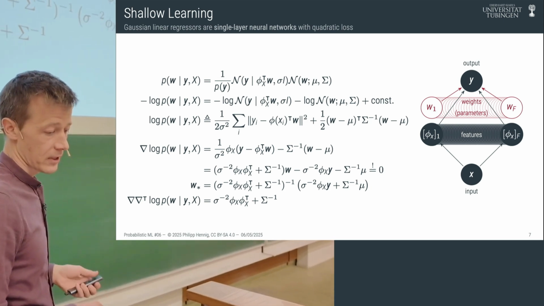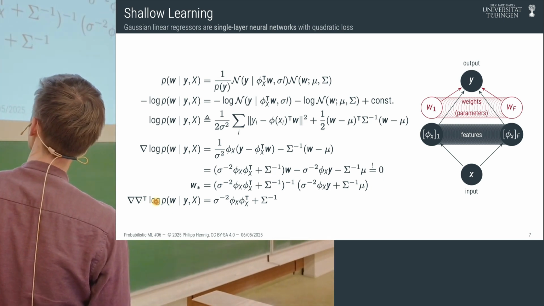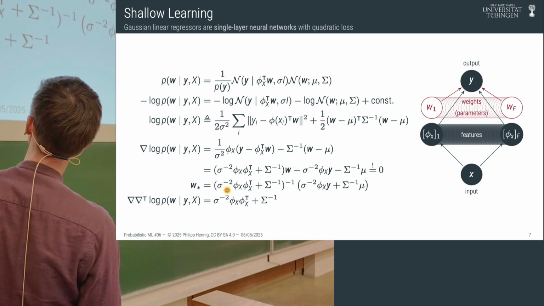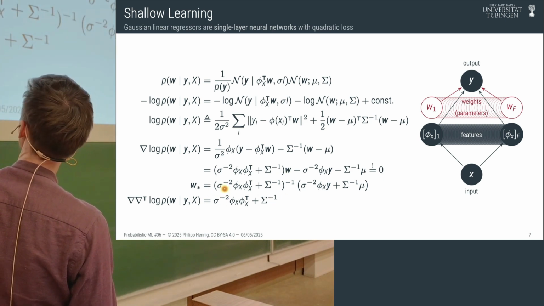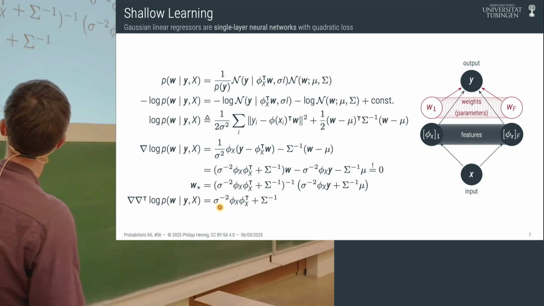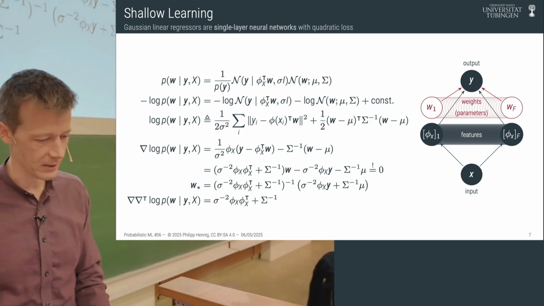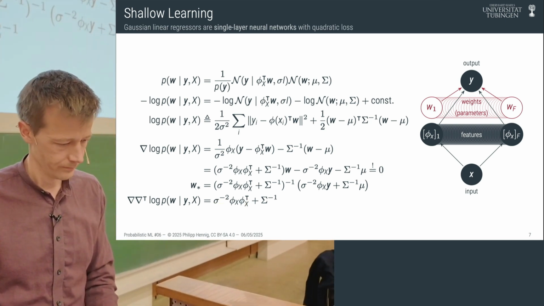And the posterior covariance actually also has an interpretation. You can convince yourself that if you take the second derivative of this thing again, oh, there's a mistake here. Can someone see the mistake? There's an inverse missing.